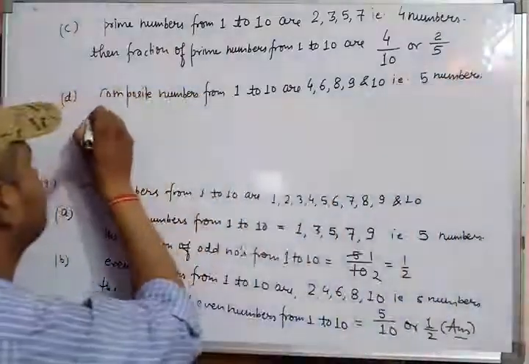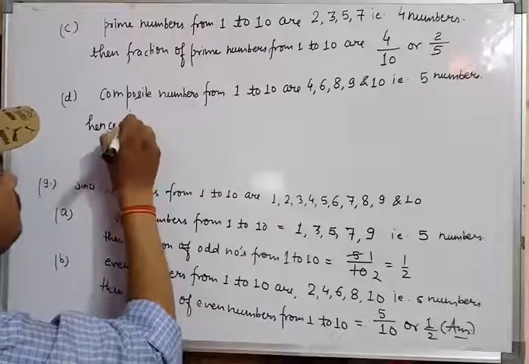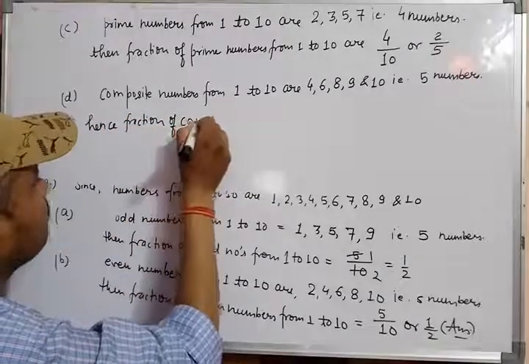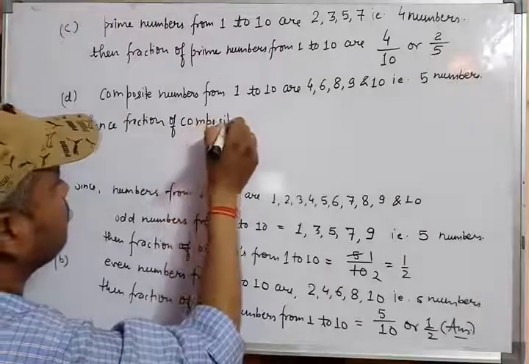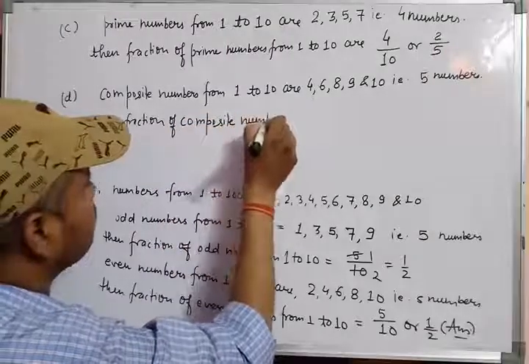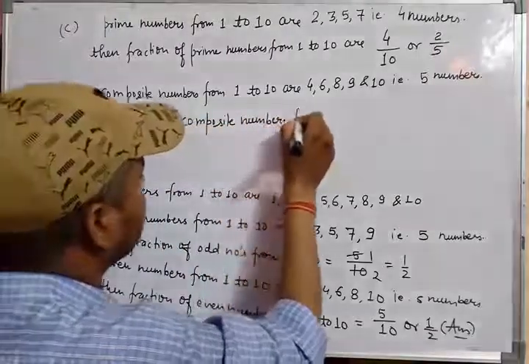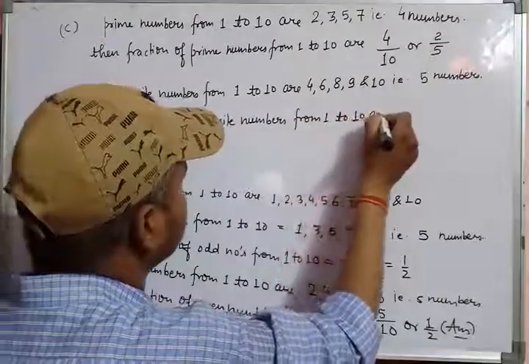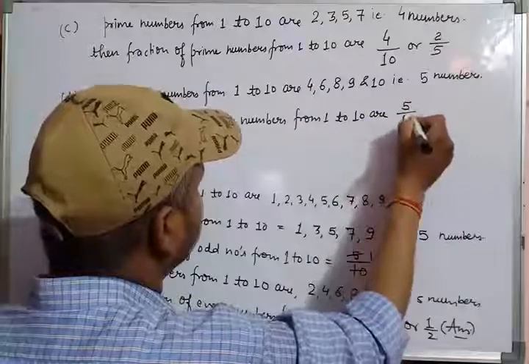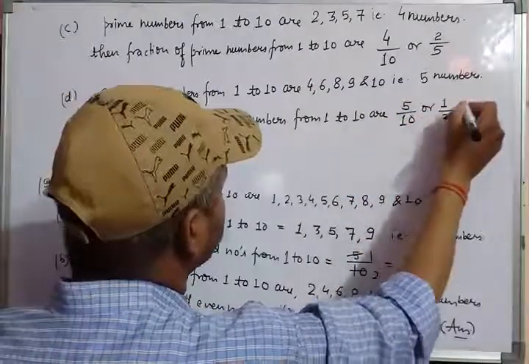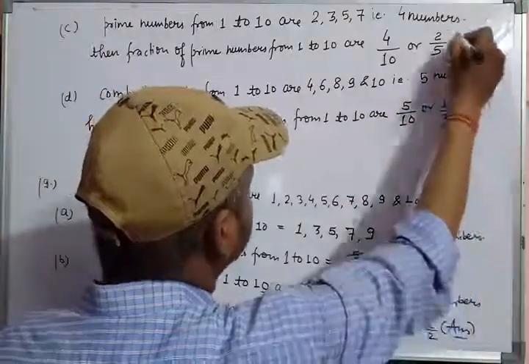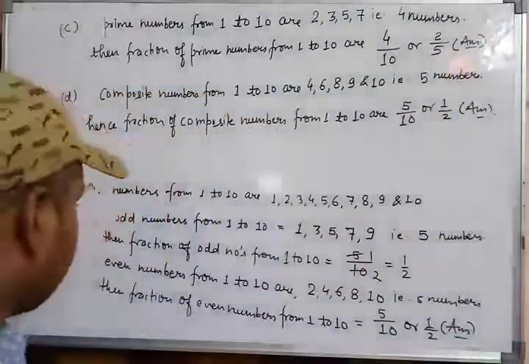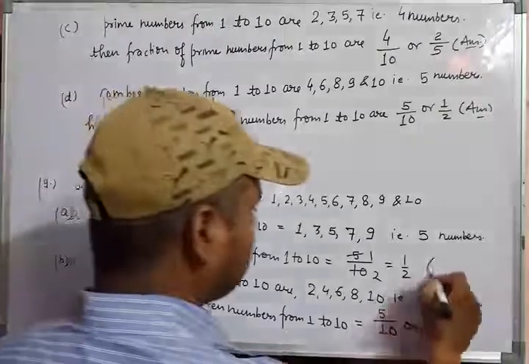Hence, the fraction of composite numbers from 1 to 10 is 5 upon 10, or 1 upon 2. This is the answer. Okay, so students, these are the answers.